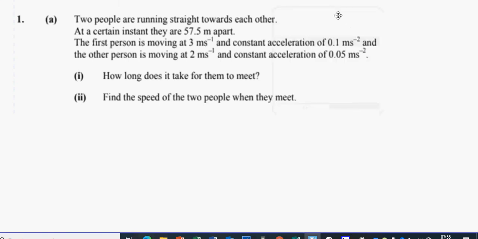Two people are running straight towards each other. At a certain distance, they are 57.5 meters apart. The first person is moving at 3 with constant acceleration 0.1, and the other person is moving at 2 with constant acceleration of 0.05. How long does it take them to meet?